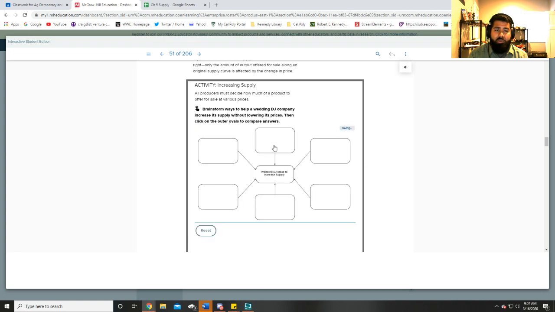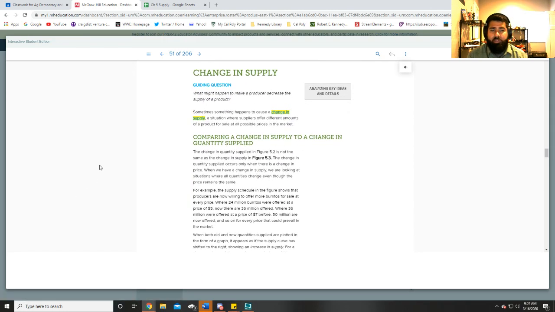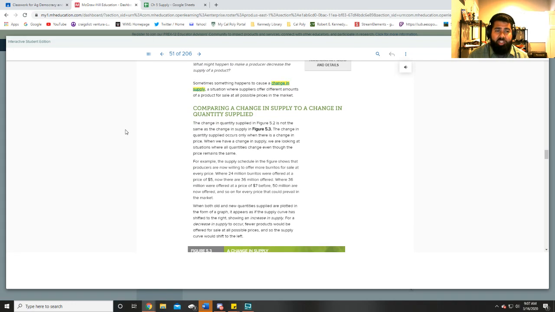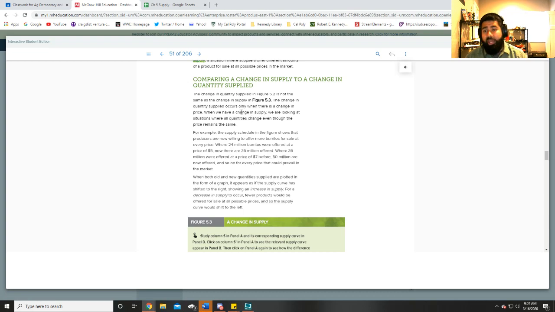You can reset this, or you can click on this to see different little scenarios, right? Let's go talk about change in supply. In this textbook they talk about different demand or supply shifters, not demand shifters. We're dealing with supply shifters now, that are comparing the event and what it does to the supply of that product.